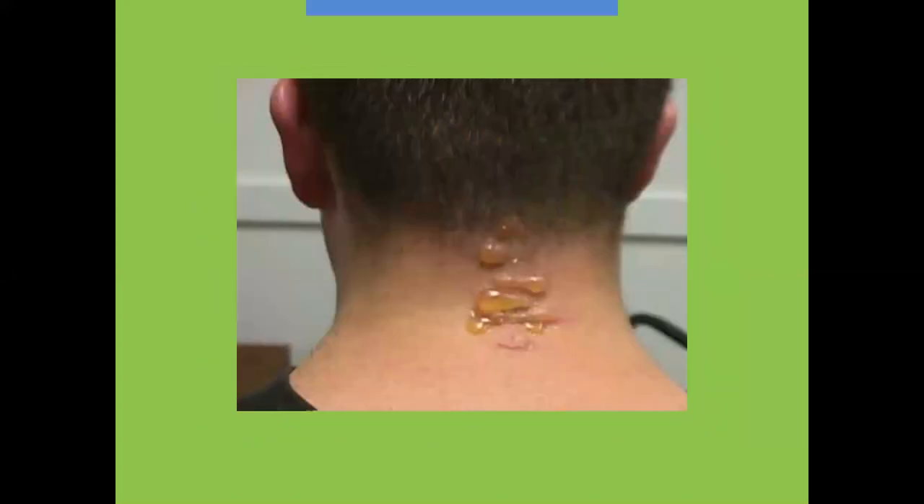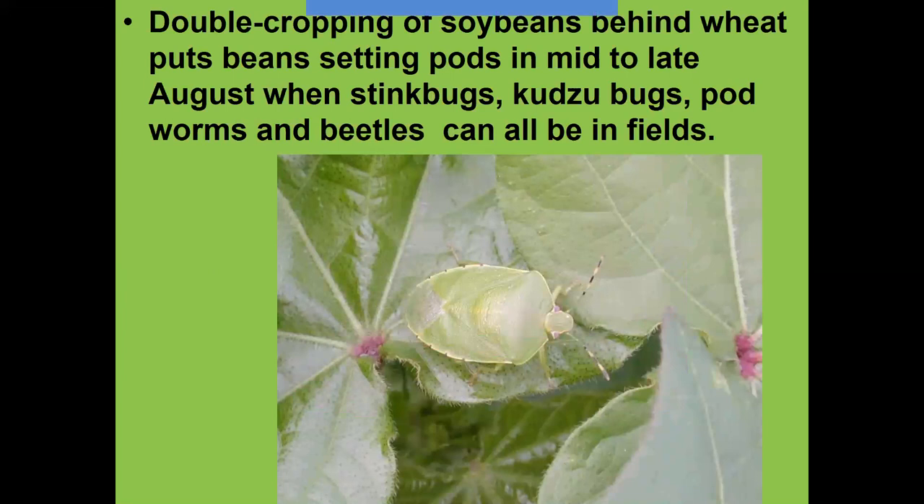Blister beetles can cause blisters, so you don't want to let them get on you. They have cantharidin, which is a toxic substance that can be very harmful to horses when they eat them in the hay.